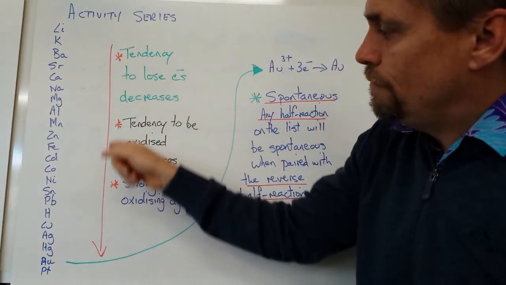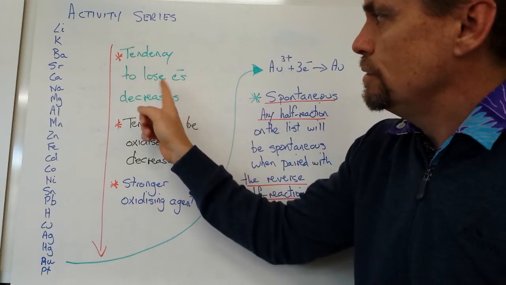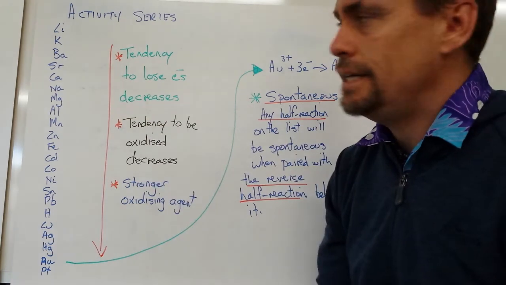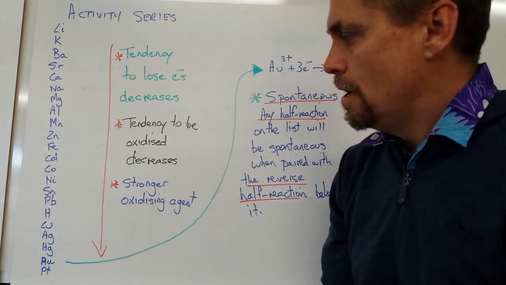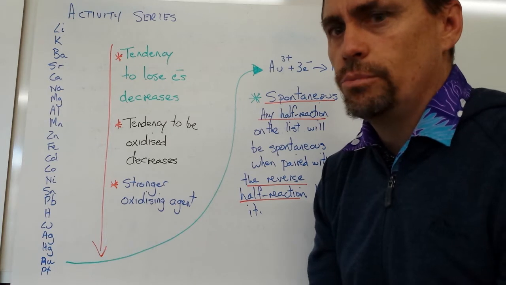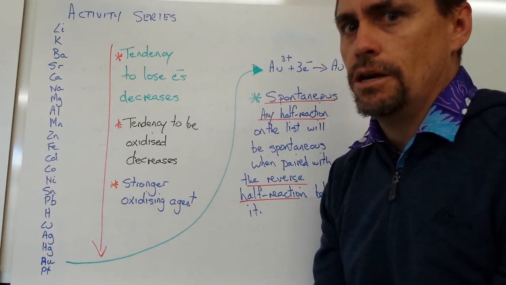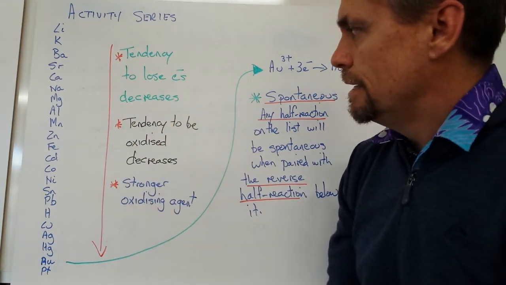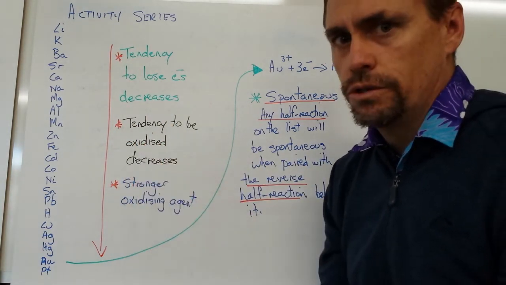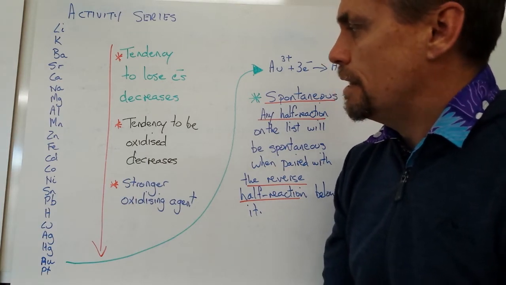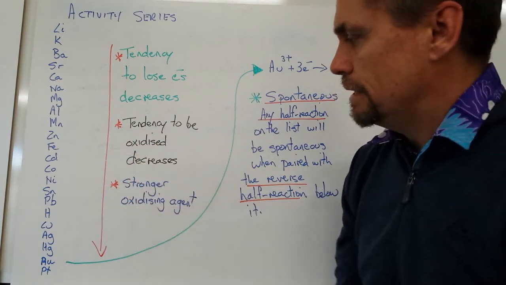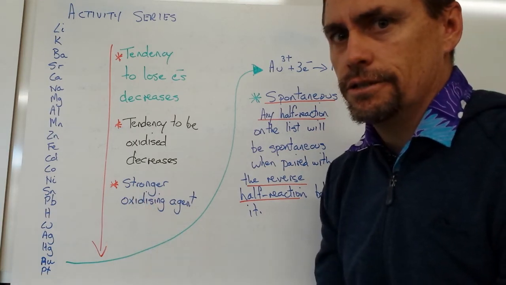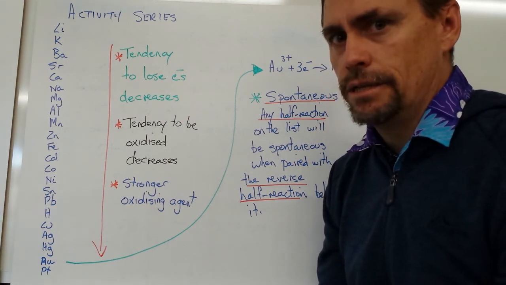First of all, as we move down the list, the tendency to lose electrons decreases. Lithium will give up its electron very easily to become lithium plus ion. On the other hand, our gold will be very reluctant to give up its 3 electrons to become gold 3+. We can also say as we move down the list that the tendency to be oxidized also decreases. In other words, as we move down the list, the elements at the bottom become stronger oxidizing agents. They're more easily reduced into their elemental form.